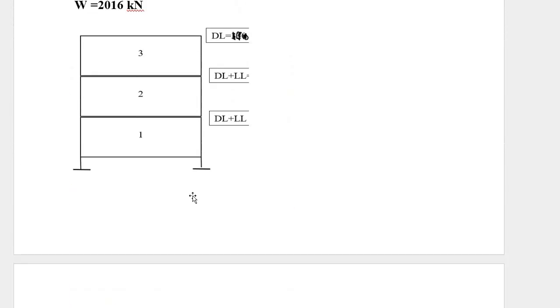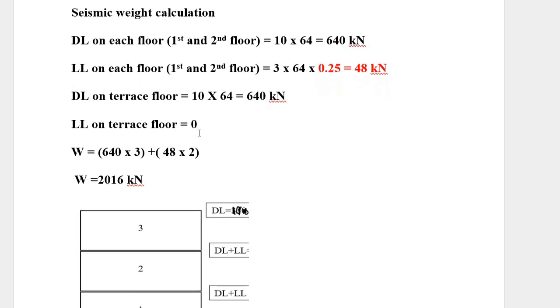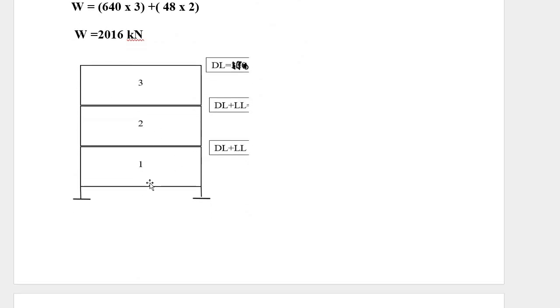Now the most important calculation is the W value, that is seismic weight calculation in this problem. As I told, this is a type 2 problem. This seismic weight calculation is a tricky part in this type. Next, the dead load calculation. As you can see in the diagram here, it is a three-story building. One, two, three have been mentioned, and the most important thing is what type of load is coming on each story.